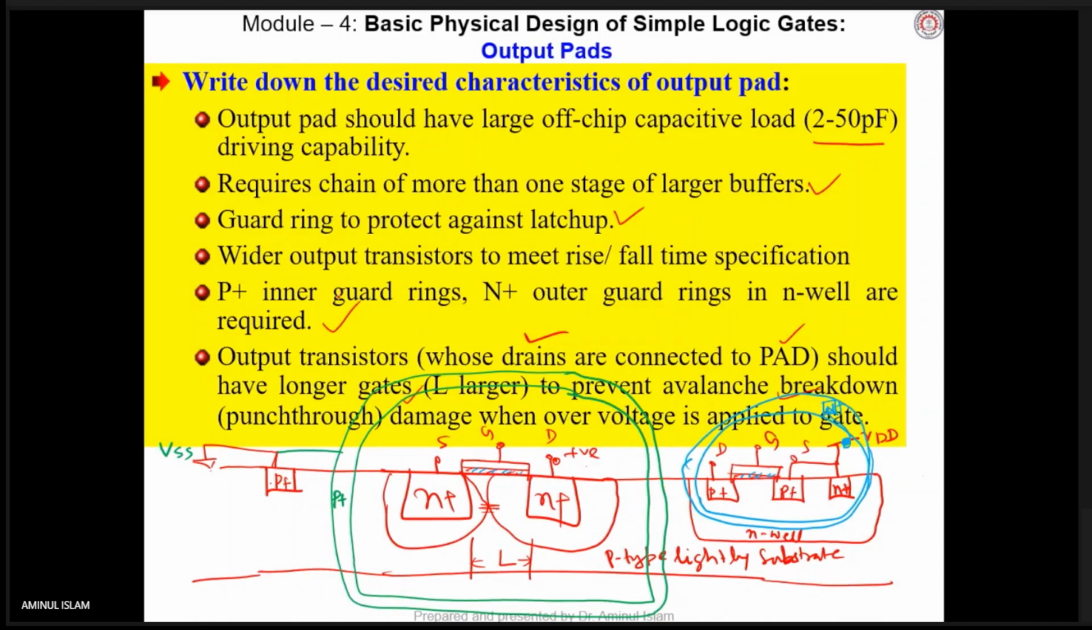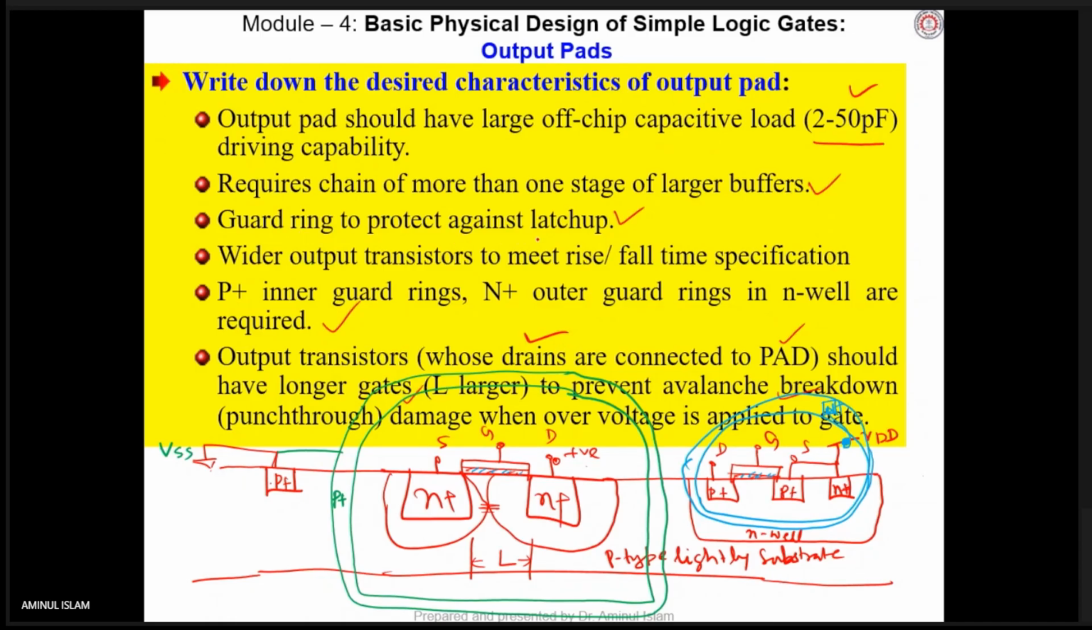The desired characteristics of the output pads are here. Output pads should have large off-chip capacitive load driving capability, about 2 to 50 picofarad. It means the output pad should be able to drive a capacitance up to 50 picofarad. This requires a chain of more than one stage of larger buffers, as N number of buffers should be there, I mean inverters. N means there will be 8 or 12 or so.